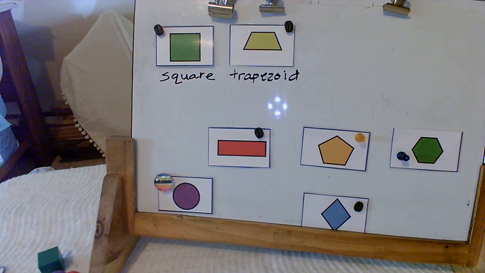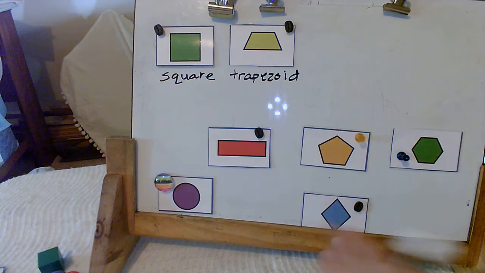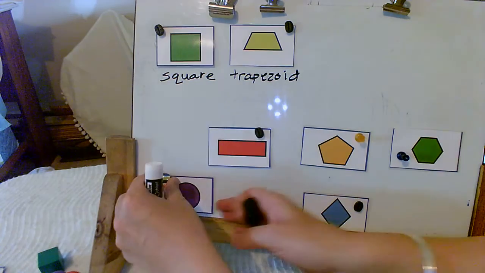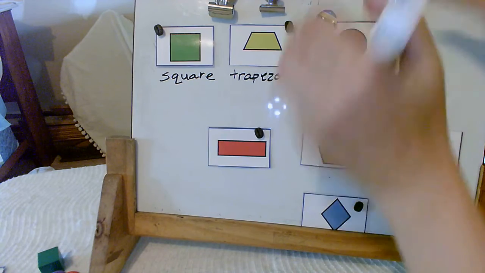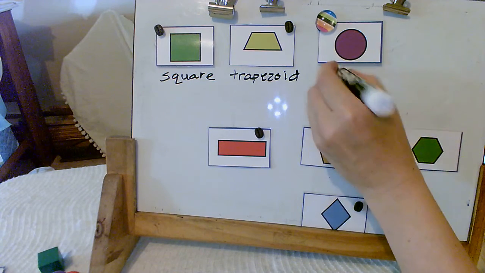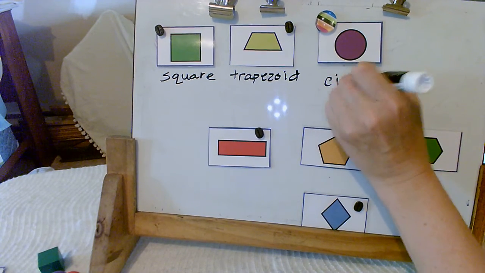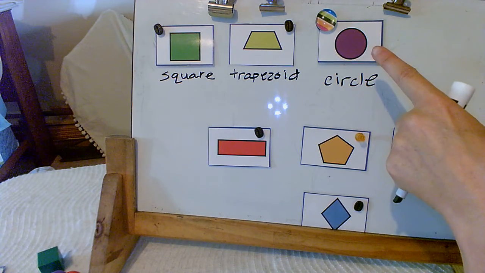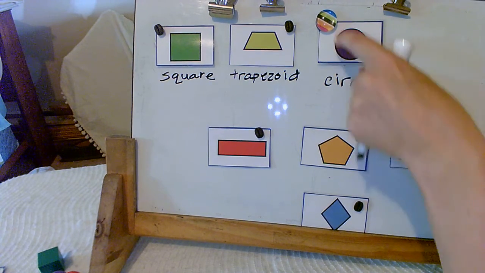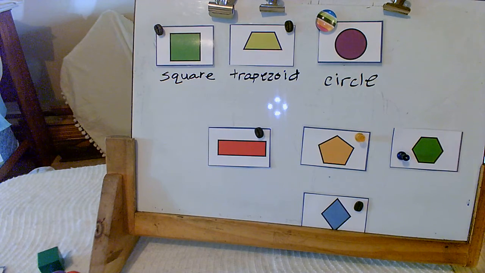Which one of these is the circle? You find the circle? You said this purple shape. You are correct. Now what's special about a circle is that it doesn't have any straight lines. A word that I would use to describe this, or an attribute, would be round. This is round. It doesn't have any straight lines in it.